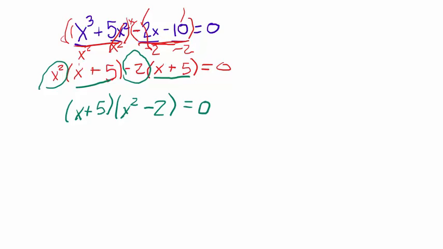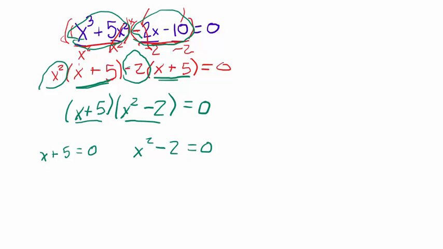So just to recap, you have four terms. You group them into pairs. The first two terms are one group, the second two terms are the second group. Then you factor out the GCF of each group, and if the stuff inside the parentheses is the same, then you write what's inside the parentheses in one, and what's on the outside in another. Once you get to this step, it's just like solving any other equation. We set each one of these equal to 0, so x plus 5 equals 0, and x squared minus 2 equals 0.